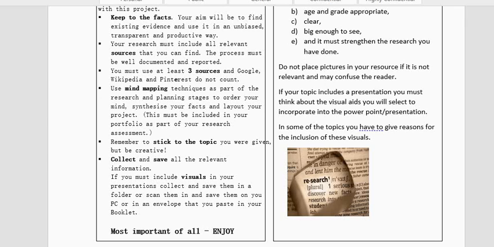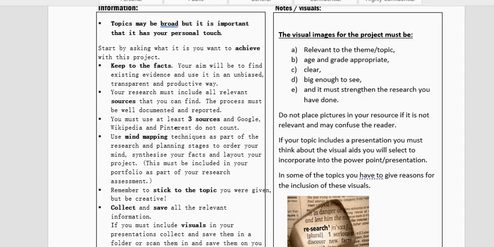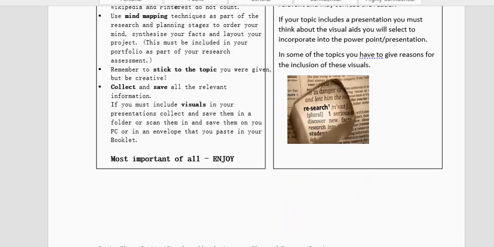If the learners make use of visuals in their research, in the oral presentation, it's important to show them how to collect visuals, how to save them, how to scan them, how to paste them into the booklet then. There should also be a space for visual material in the learner portfolios. Remind your learners that visual images must be relevant, age and grade appropriate, clear, big enough to see, and it must strengthen the research that he or she was able to do.